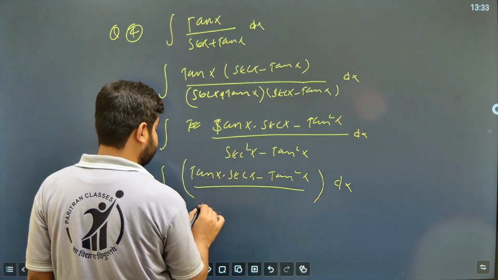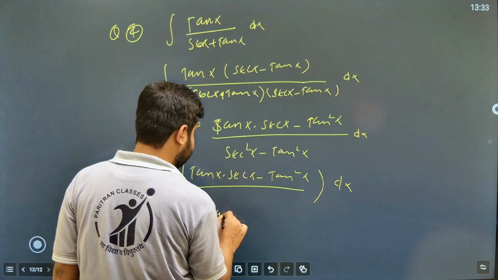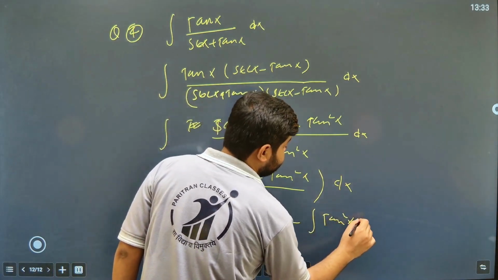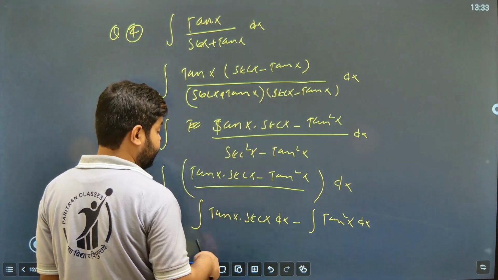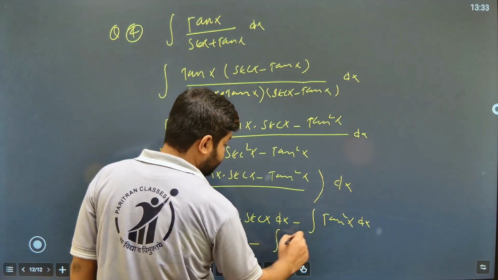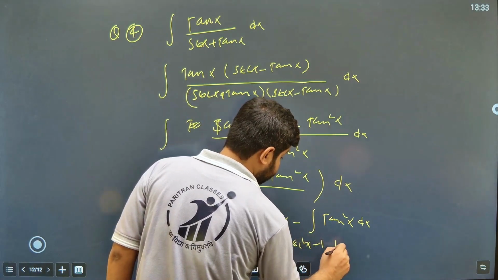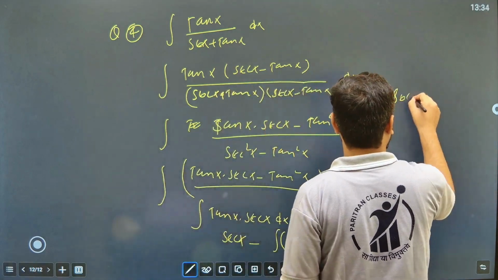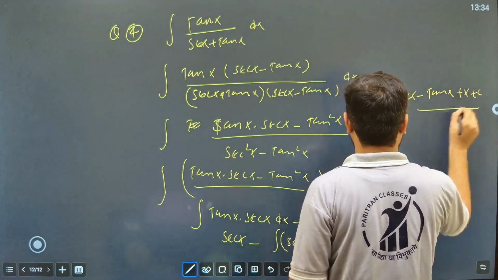So we can separate this function and integrate separately. It will be tan x into sec x dx minus tan square x dx. And we know that integration of tan x into sec x is sec x. And we have to convert this tan square x into sec square x minus 1 dx. So we can write here sec x minus tan x plus x plus c.